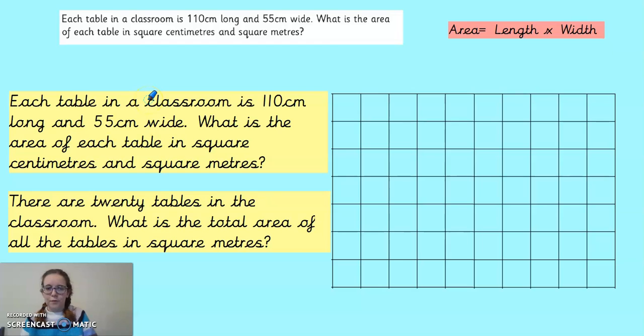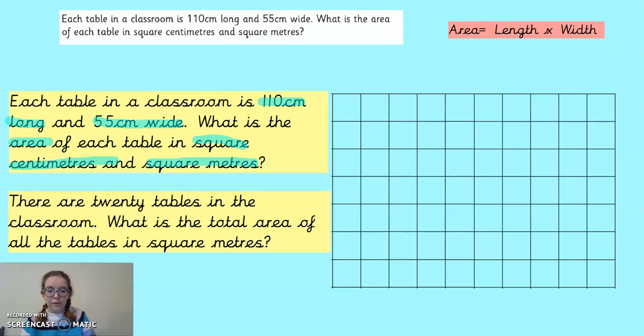So I've copied it down here so I can do a bit of highlighting magic. Each table in a classroom is 110 centimetres long and 55 centimetres wide. What is the area of each table in square centimetres and square metres? I'm going to highlight this first half of the question. It's actually asking us for 2 different answers.